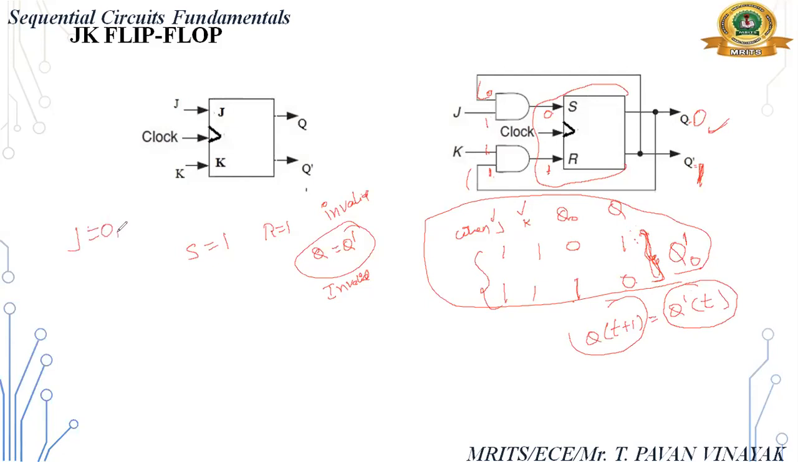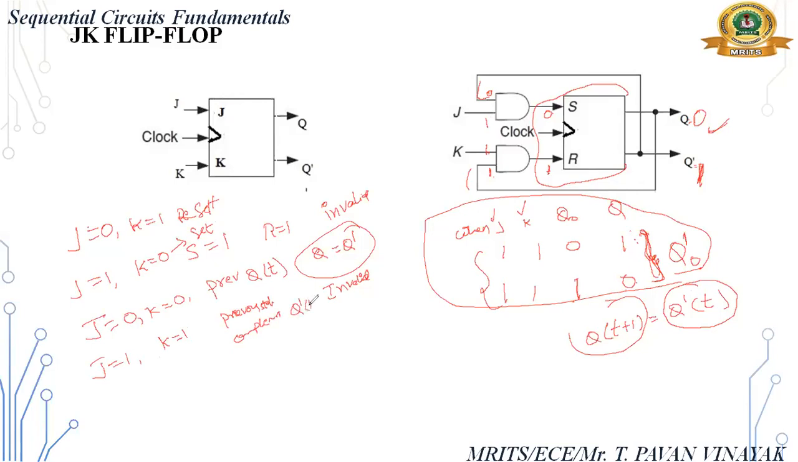J is equal to 0, K is equal to 1 means reset, sorry, reset. J is equal to 1, K is equal to 0 means set. When both are equal to 0, previous state, that is Q of T. When J is equal to 1, K is equal to 1, previous state complement, so it is Q bar of T.